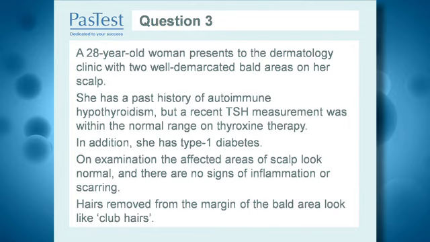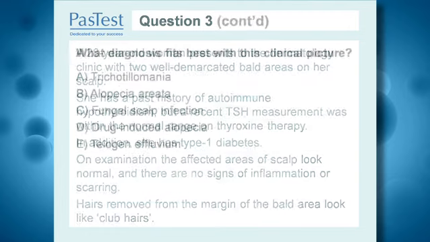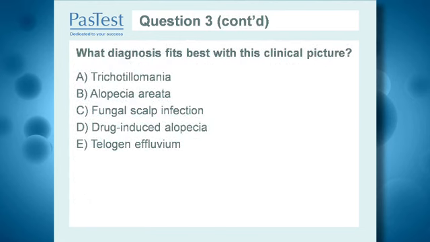On examination, the affected areas of scalp look normal, and there are no signs of inflammation or scarring. Hairs removed from the margin of the bald area look like club hairs. So, what diagnosis fits best with this clinical picture? And you'll have a minute or so to answer.